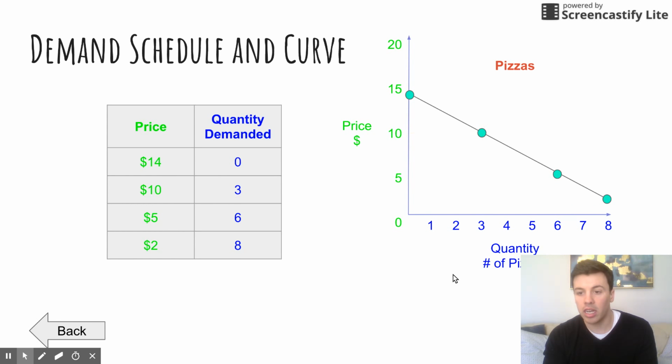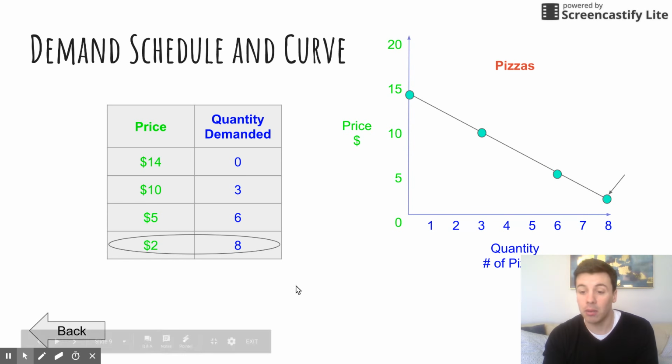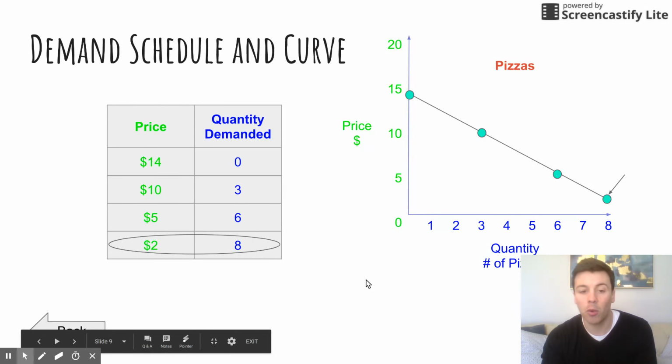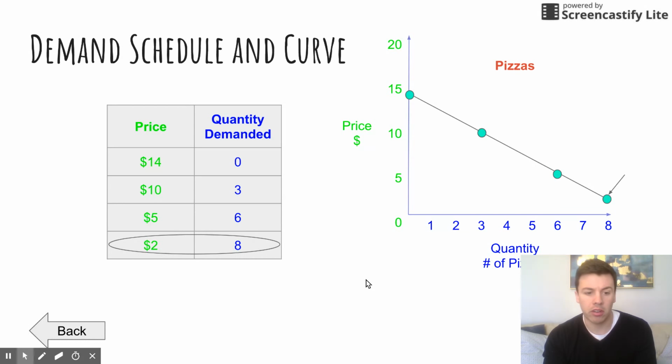We move along the line here, and we now go to 5, where we see that as we are paying $5 for a pizza, we're going to consume 6. And then finally, at $2, we're going to consume 8 pizzas. All right, so that's our points, and how you get to that. Knowing how to graph that stuff is something you're going to have to be able to do here fairly quickly.